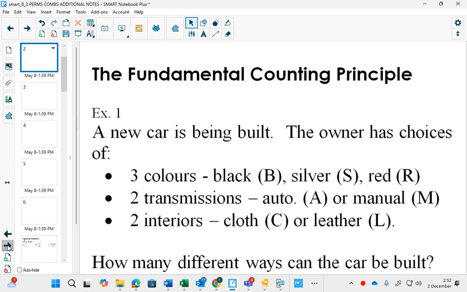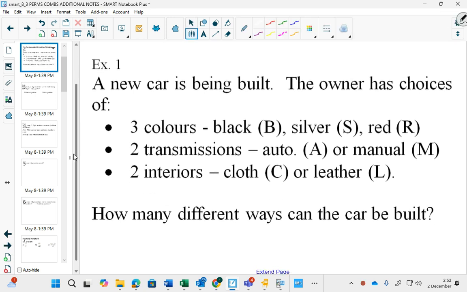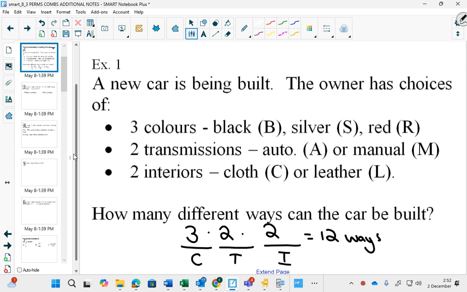So the very first thing we did was the fundamental counting principle, right? This is where you make a space for every decision. If you can, underneath the space, describe what you're deciding. I need to decide on color, I need to decide on transmission, and I need to decide on the interior. Then write down how many choices you have for each decision, 3 choices, then 2 choices, then 2 choices. We multiply, and you would get 12 ways in total of choosing this car, right?